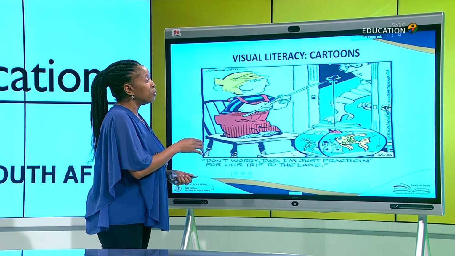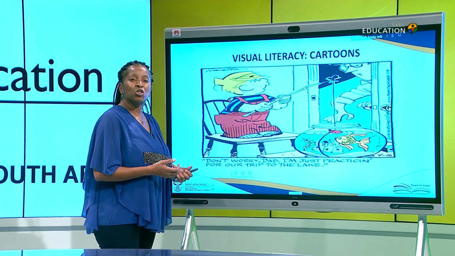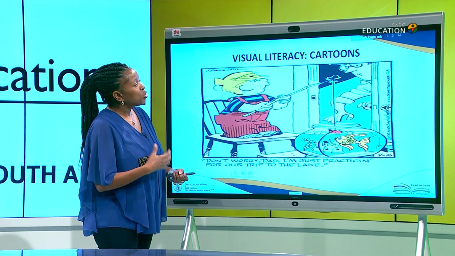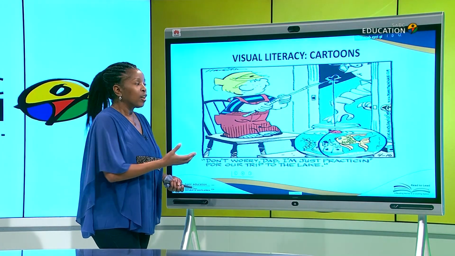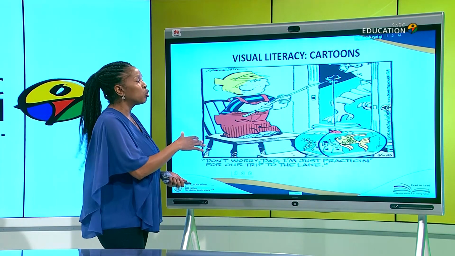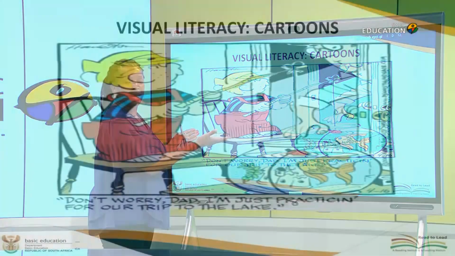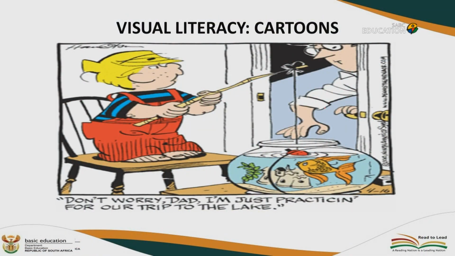It is important for you when you are using reading strategies. The first one is to predict. What do you do when you predict a text? You predict what it is all about. Once you see a cartoon like this, you ask yourself questions and you say, I believe this is going to be about fishing. Why? Because you are looking at the setting, you are looking at the characters.